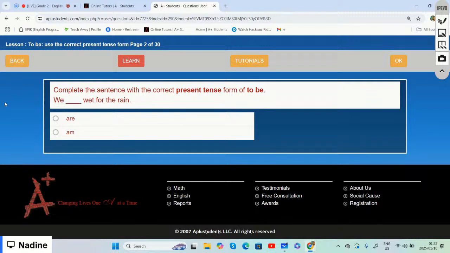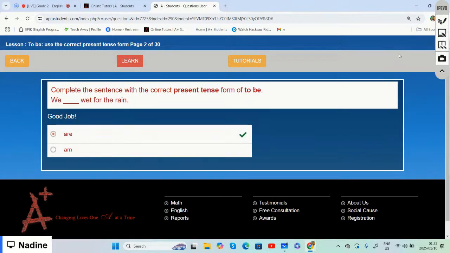So we are or we am wait for the rain. All right. And if we were to choose the correct option, then yes, we'll say we are. Well done, because it's more than one person. If more than one person does something, then it is are. So we are wait for the rain. Well done. Are is correct.